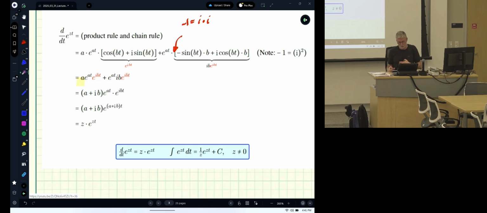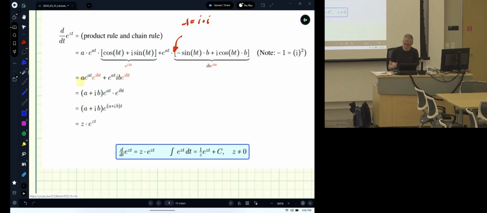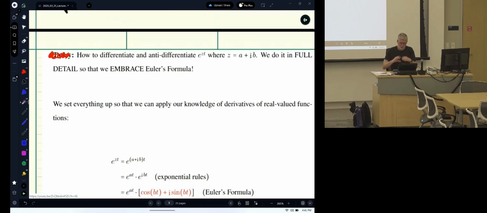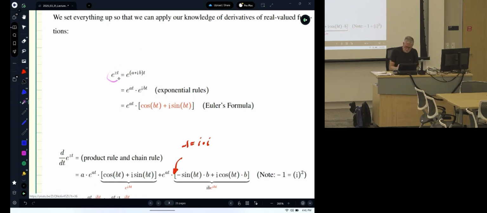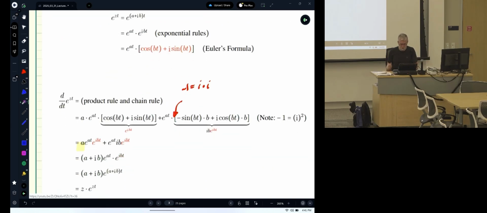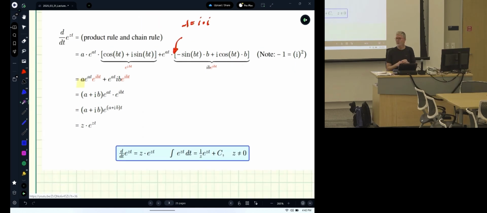And from that, we know what the antiderivative is, because I put 1 over z here. This thing is gone. And so I know the integral of e to the zt, or its antiderivative, is 1 over the coefficient, just like we do with real numbers, plus a constant. So this is going to come up over and over while we're doing Laplace transforms that we need to differentiate and integrate a complex exponential. Questions on that part?